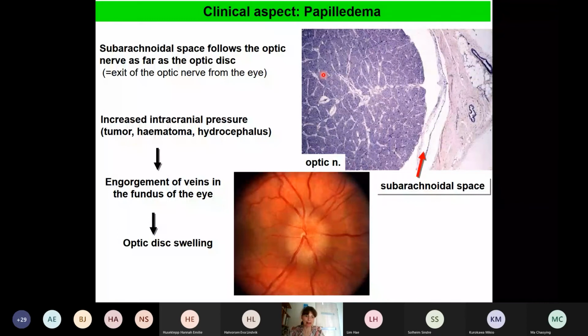Papilledema means the swelling of the optic disc, and this is also a sign of increased intracranial pressure. So tumors, bleedings, and other masses can cause an increase of the intracranial pressure. And as you already have learned, the subarachnoid space and the meninges follow the optic nerve as far as the eyeball. So this increased pressure also has an effect on the papilla, and in this case the papilla does not have a sharp border, but you can see this swelling around the papilla.